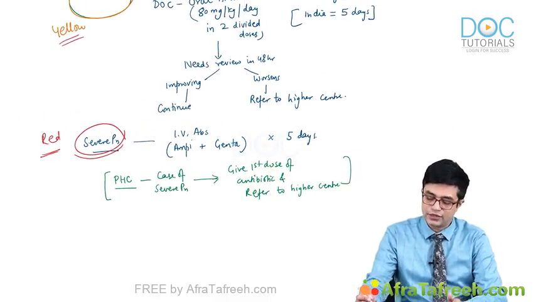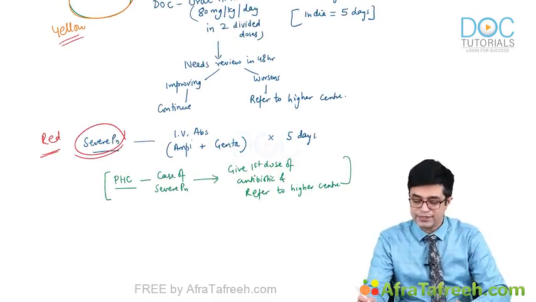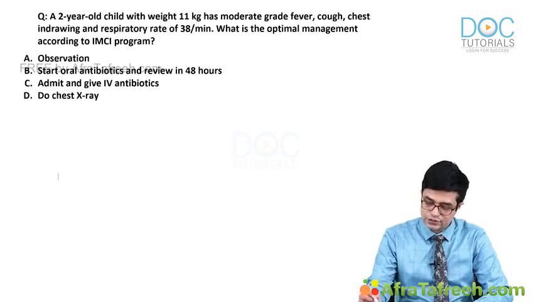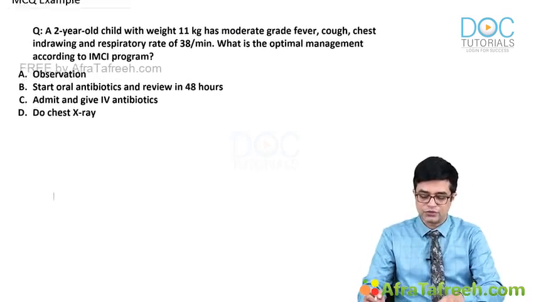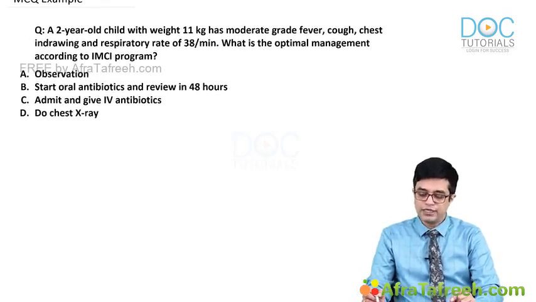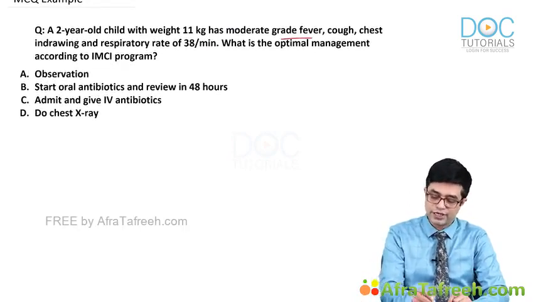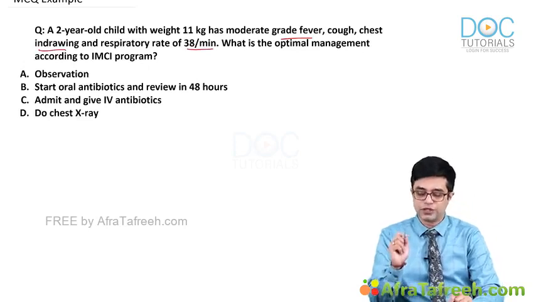Let us have a look at one MCQ example. A very similar question was asked in a recent entrance exam. The question looks something like this. A 2-year-old child with weight 11 kilograms has moderate grade fever, cough, chest indrawing, and a respiratory rate of 38 per minute. What is the optimal management according to IMCI?